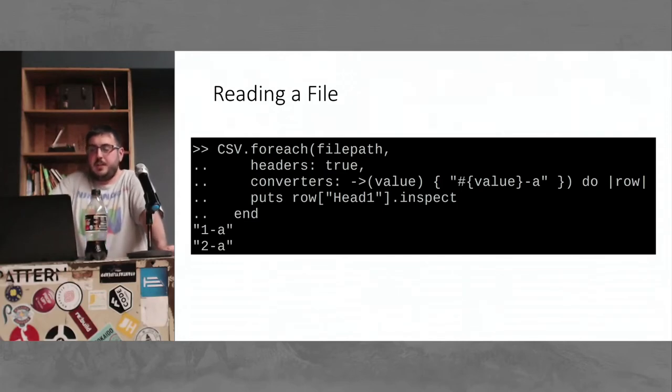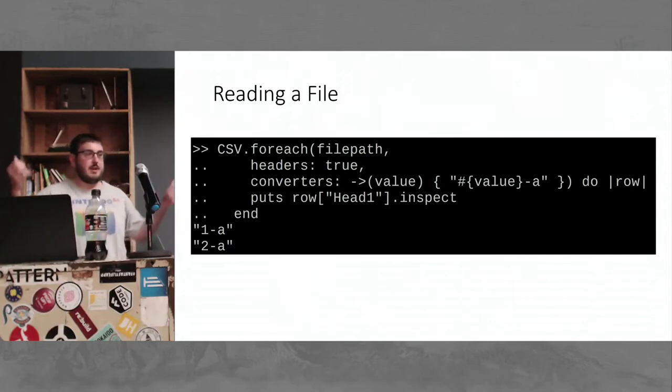So that's pretty much the simple stuff. You read a file, you write a file, pretty straightforward. You have your headers on row 1, fantastic. You can map all this stuff, everything's great, hunky-dory.